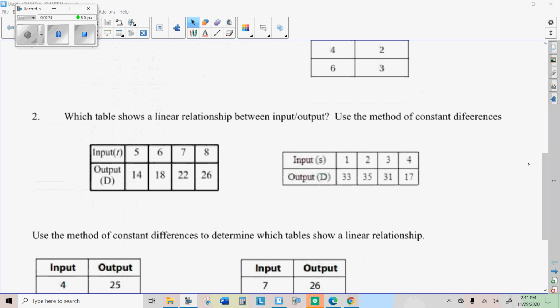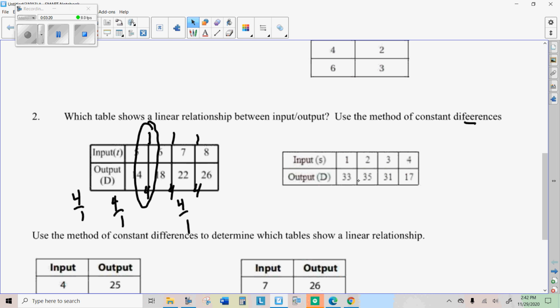Okay, on the second problem here, we want to know if this is a linear relationship. And the way we're going to do that is by looking at the constant differences in the tables. I see I spelled that wrong there. No big deal. So subtract these numbers like I did before. 6 minus 5 is 1. 7 minus 6 is 1. 8 minus 7 is 1. And then you're going to subtract the y values also. So you get 4, 4, and 4. And so that is a linear relationship because the difference in the outputs divided by the difference in the input is always 4 over 1.